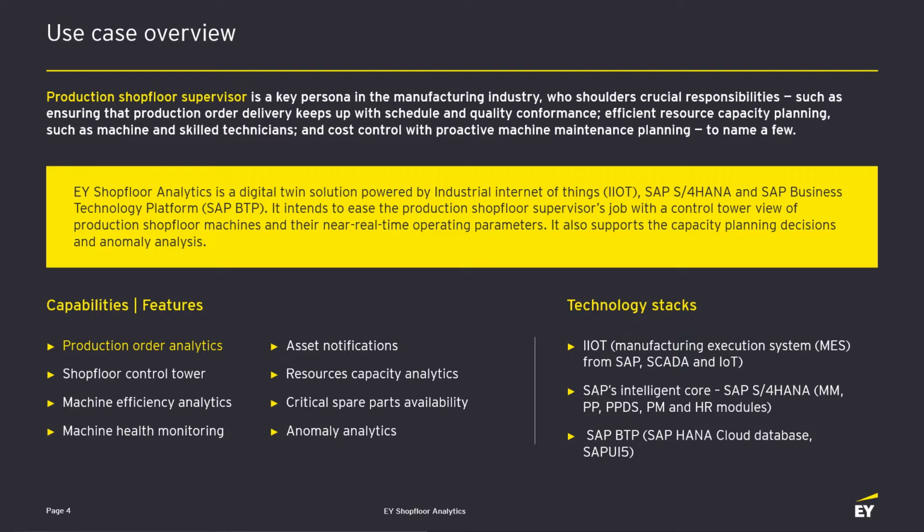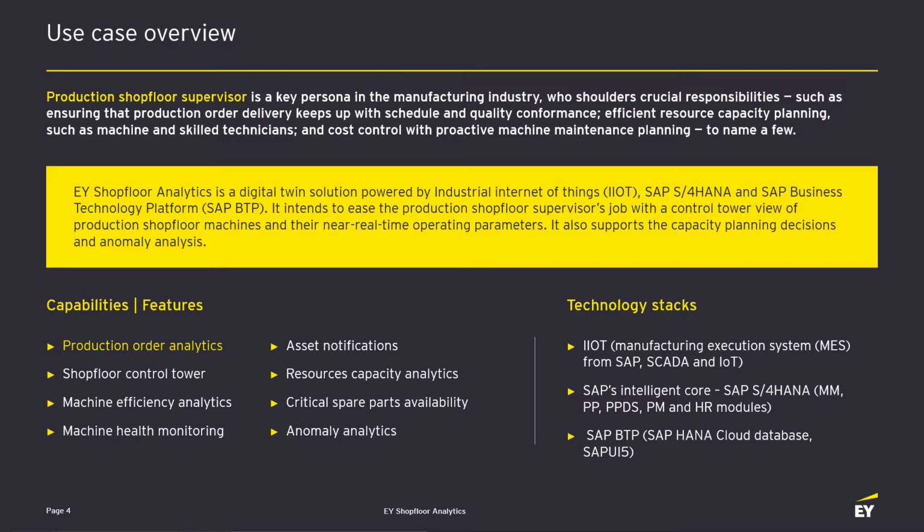So here, in the use case overview, we have the production shop floor supervisor, who is one of the critical personas in the manufacturing industry, and who has critical responsibilities such as ensuring on-time product delivery within the schedule, and also quality conformance, efficient resource planning and capacity planning, and also cost control with proactive machine maintenance planning.